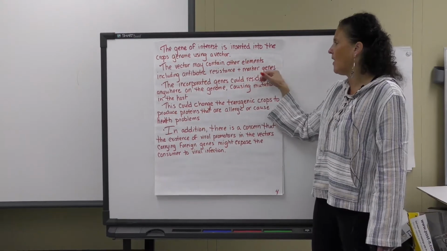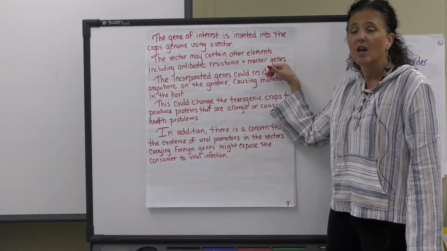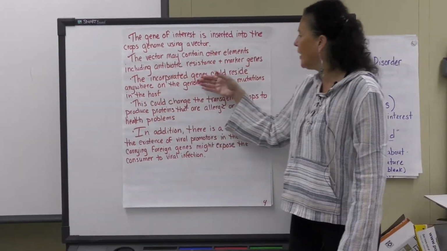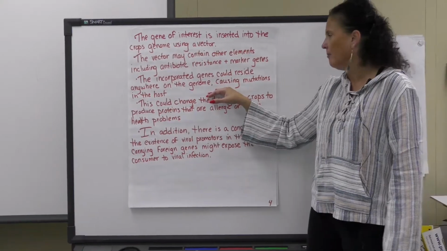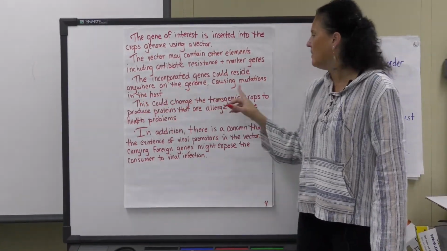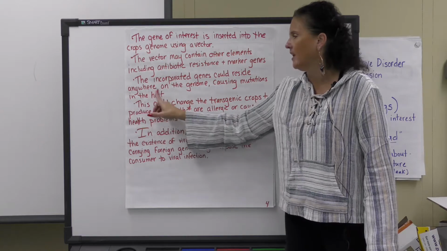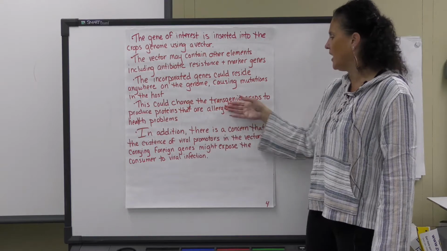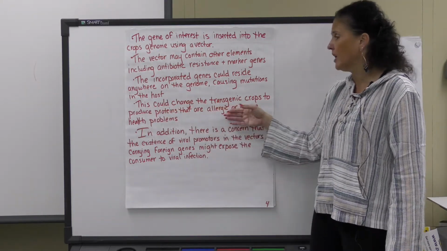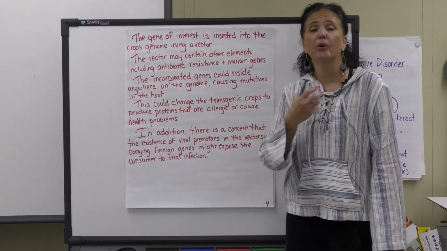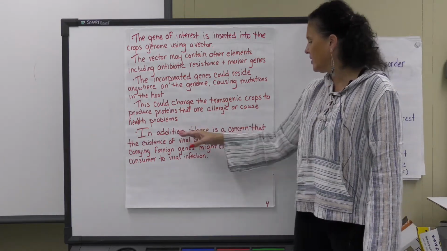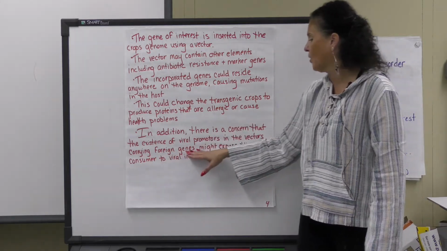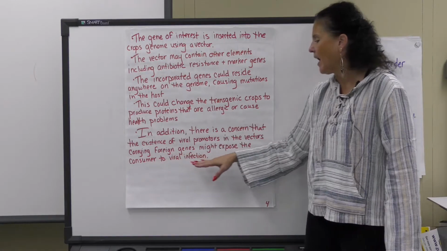And these markers are why they give you those anti-rejection drugs, because they're trying to fool your cells into accepting a foreign thing. The incorporated genes could reside anywhere on this genome, causing mutations in the host, meaning mutations in the organism we put it in. That's the host, where the vector went. That could change the transgenic crops to produce proteins that are allergenic or cause health problems for the people who are ingesting those crops. In addition, there's a concern that the existence of viral promoters in the vectors carrying foreign genes might expose the consumer to viral infections.